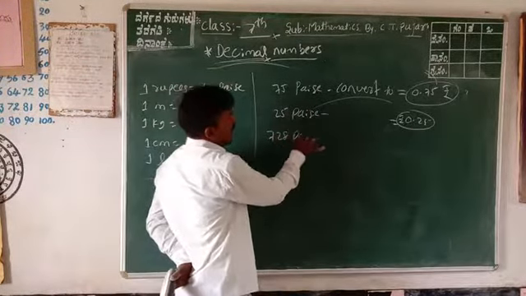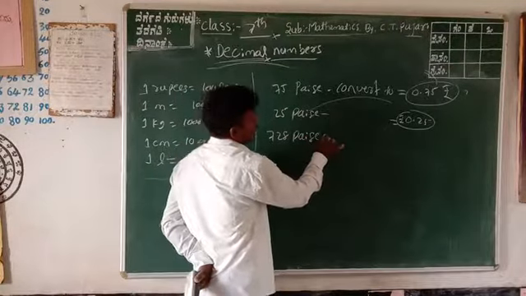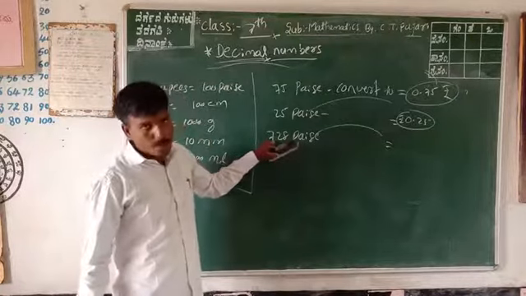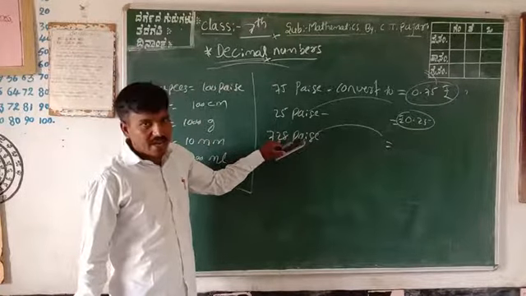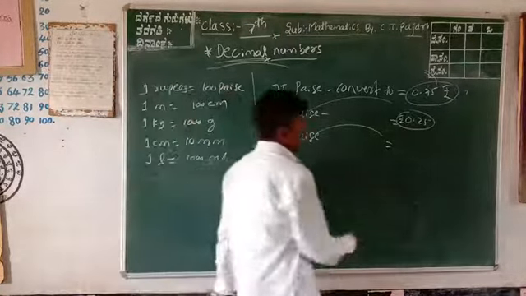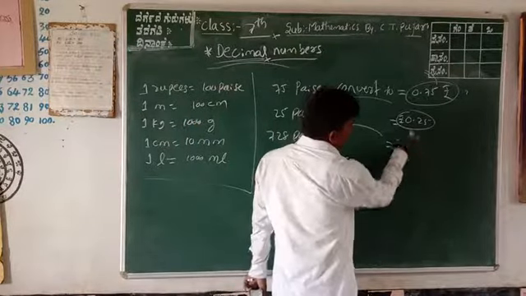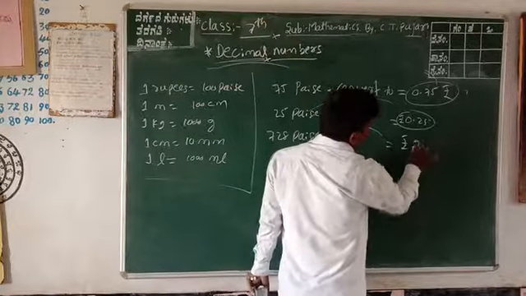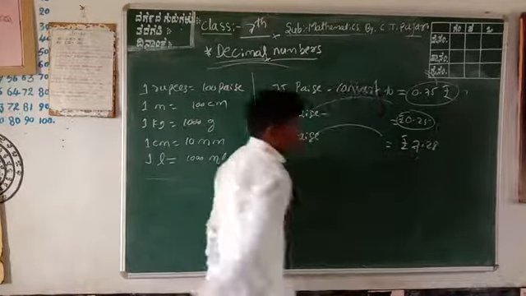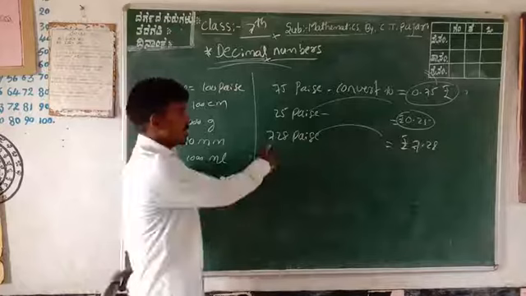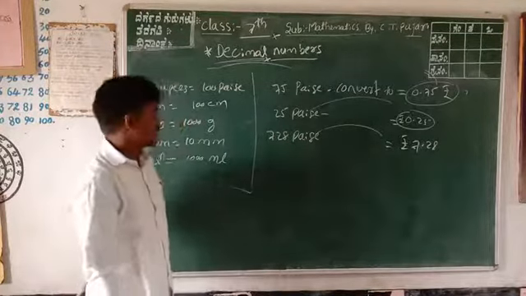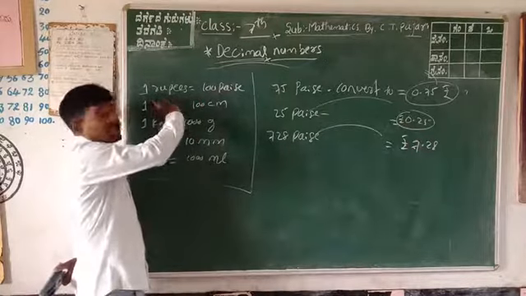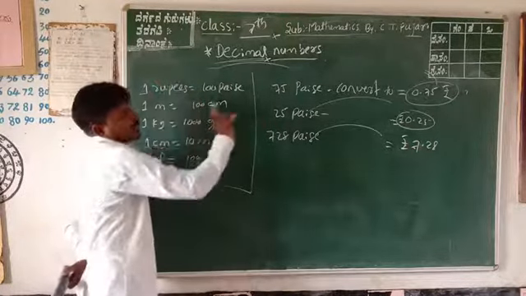What about next? 728 paisa. You can convert 728 paisa to rupees. 700 means 7 rupees, and 28 paisa. So 7 rupees 28 paisa is 7.28 rupees. This is your conversion of paisa to rupees. When you convert paisa to rupees, you use decimal numbers.